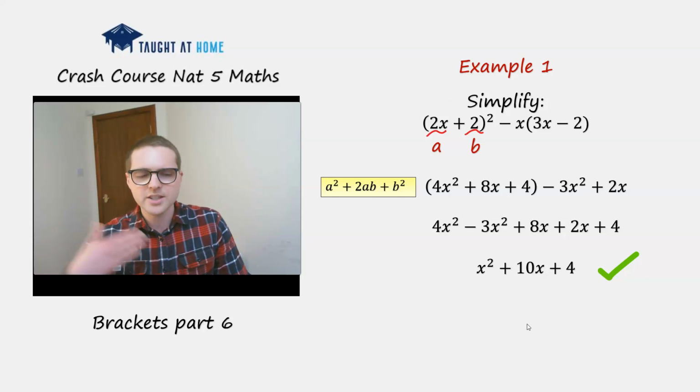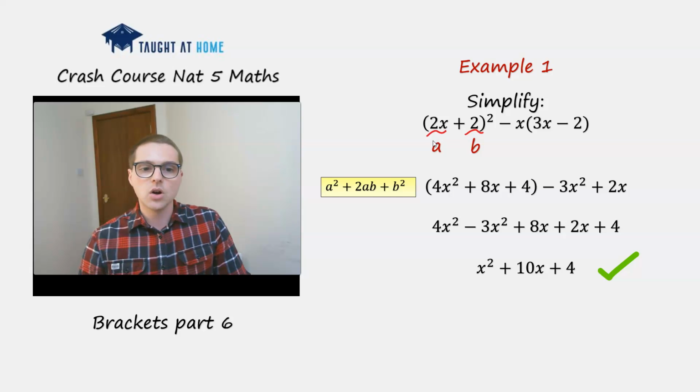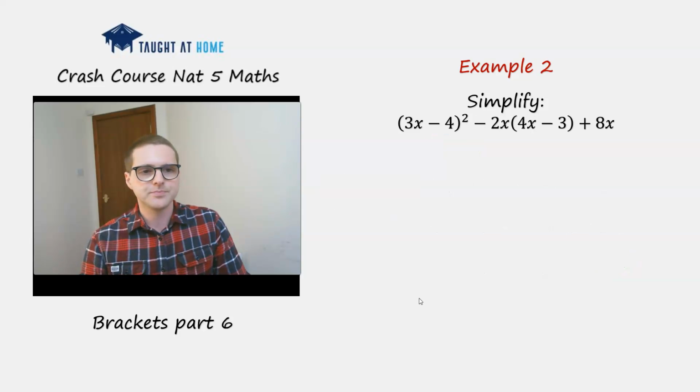So it's just a process, step by step. And again, you didn't have to use this formula here. You could have expanded this bracket longhand instead of jumping straight to this. Again, I would recommend doing it that way until you're comfortable doing that, and then you can use this method here. Okay, example 2. Let's do (3x - 4) all squared minus 2x times (4x - 3) plus 8x.